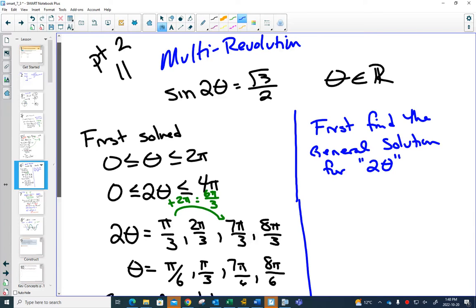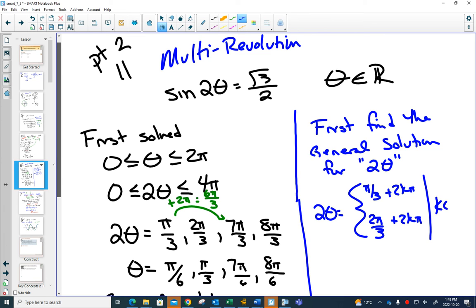If this was just a regular general solution question, you would solve between 0 and 2 pi, which would be your pi over 3 family, pi over 3 and 2 pi over 3. So we'll write it like this. 2 theta would equal pi over 3 and 2 pi over 3 plus 2k pi for k is an integer. That would be the general solution for 2 theta. What do you think you have to do to get theta by itself?